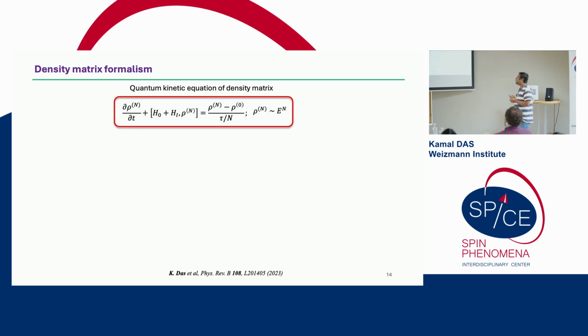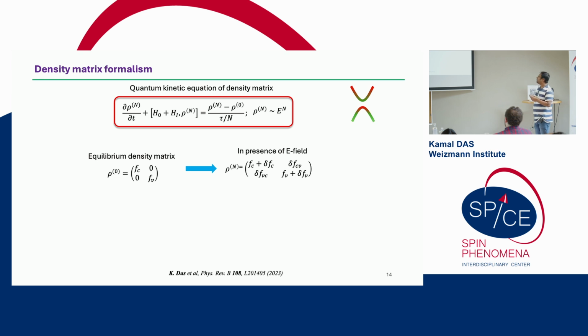How do we find that? We constructed a density matrix formalism. Here rho n is the density matrix, H naught is the unperturbed Hamiltonian, Hi is the interaction Hamiltonian, and rho naught is the equilibrium density matrix, which is basically given by the occupation of the two bands.